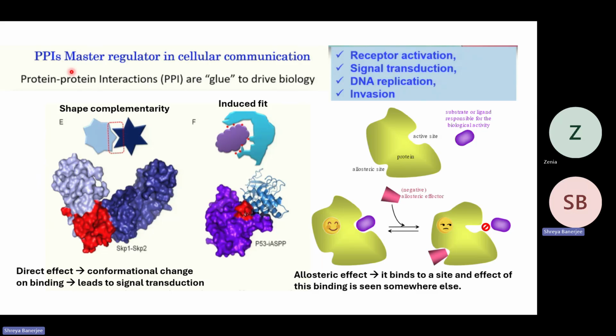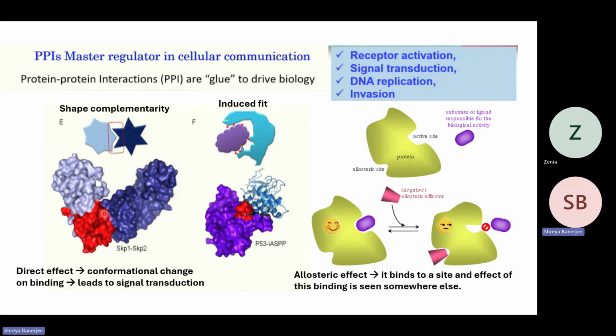Another kind of interaction is protein-protein interactions. These regulate cell communication and they are the glue to drive biology. Protein-protein interactions are responsible for receptor activation, signal transduction, DNA replication, and invasion. So if you are touching a hot object, the receptors on your skin are indicating that it is a hot object and you need to remove your hand. This entire process happens due to protein-protein interactions. Even in DNA replication and invasion, which means the immune response of the body, this all happens due to protein-protein interactions.